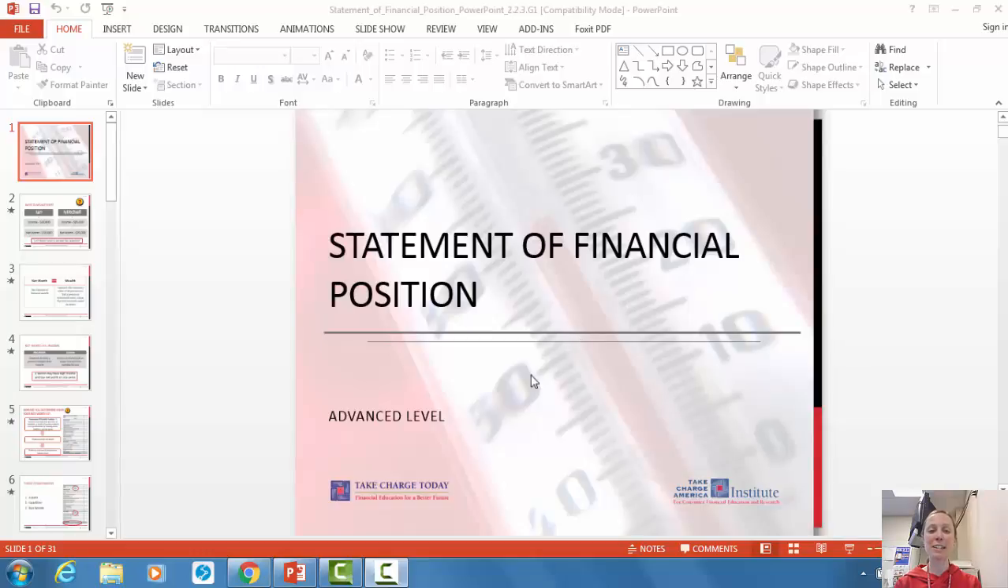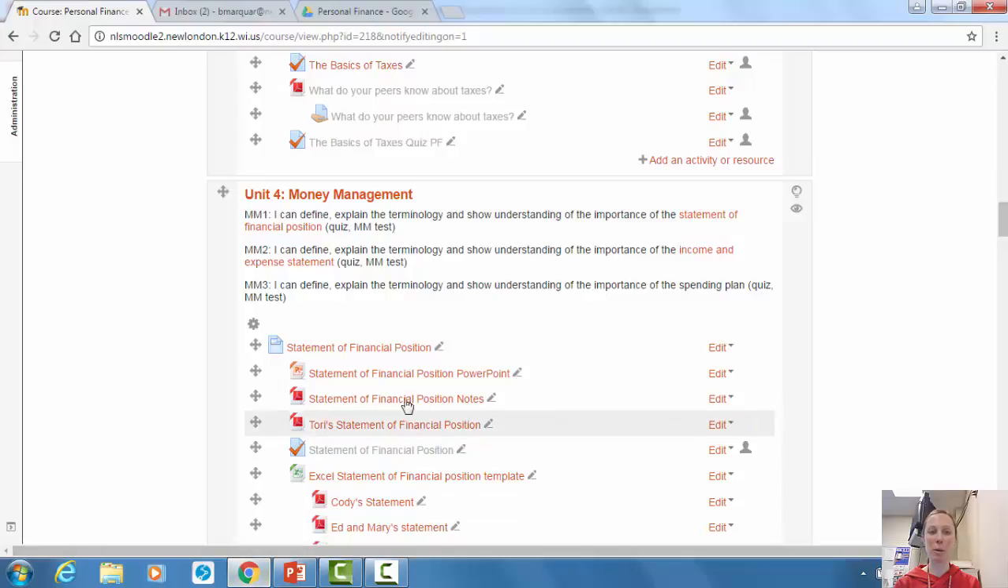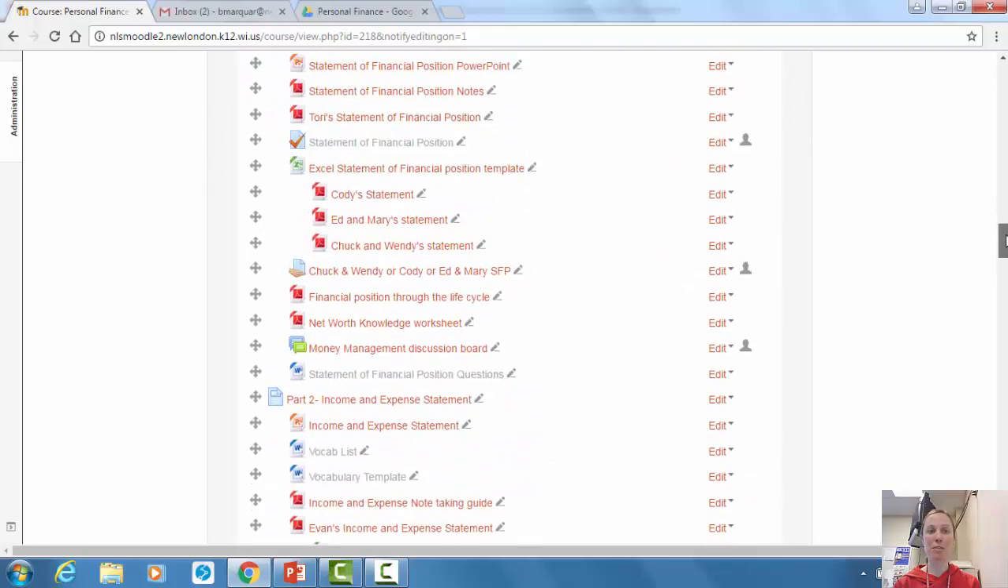So let's get started on the statement of financial position. That is our next topic that we'll be talking about. It's under our money management unit. There are 3 parts under money management. We have the statement of financial position.